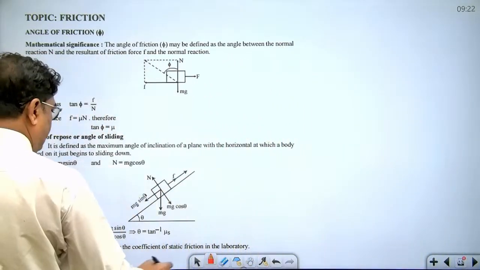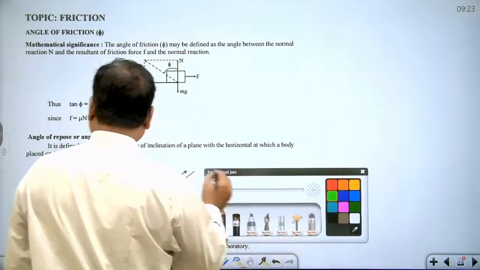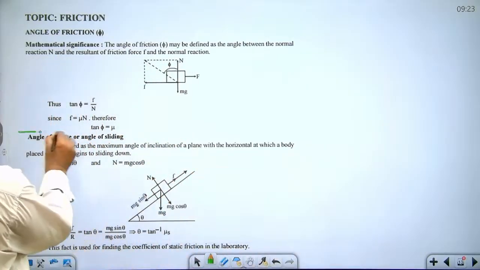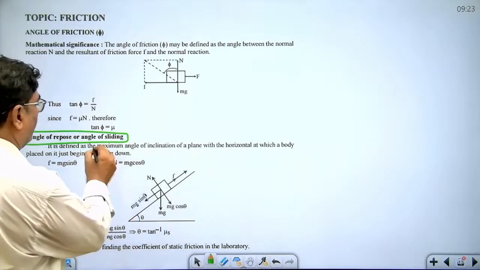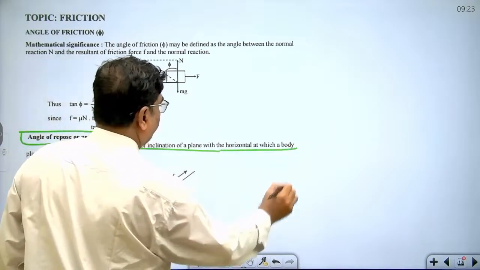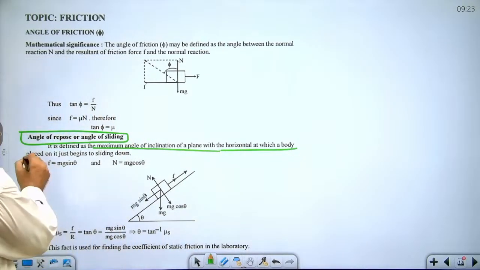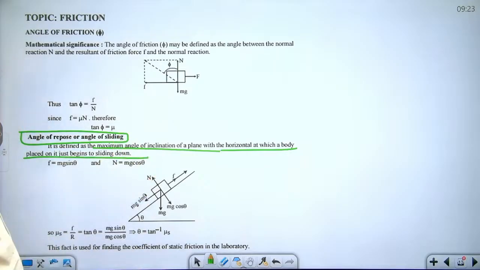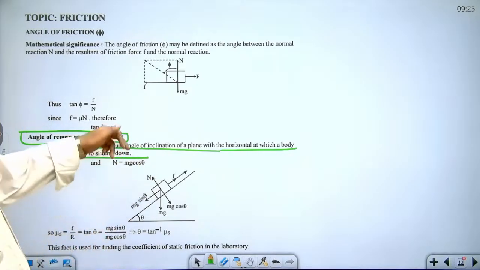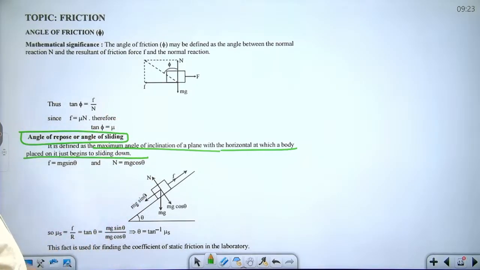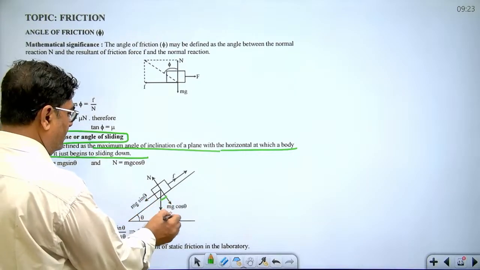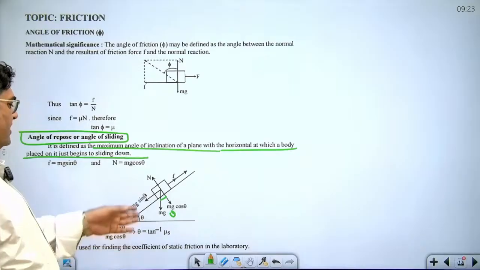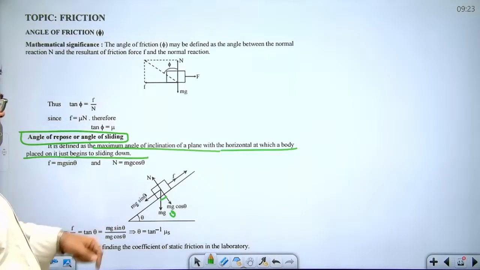Now, dear student, let's see angle of repose. One more very important definition. It is defined as the maximum angle of inclination with the horizontal at which a body placed on it just begins to slide down. Suppose the mass of the block is m, mg is vertically downward, the weight of the block. If this angle is theta, then this is also theta. This component is mg cos theta, this component is mg sin theta, this is normal reaction.